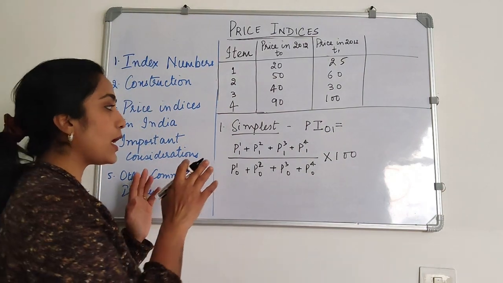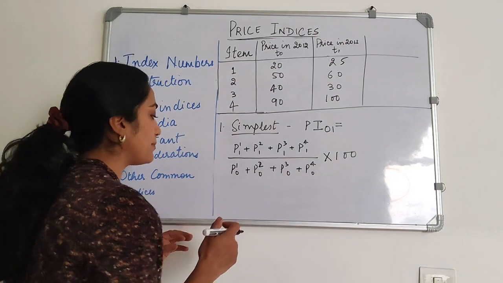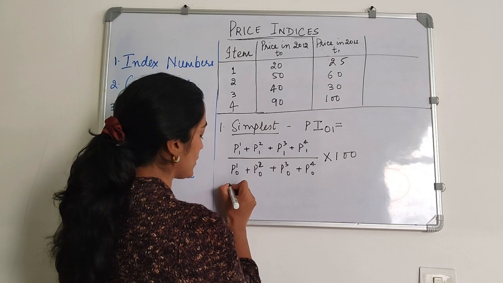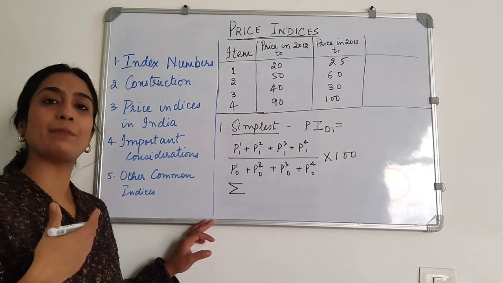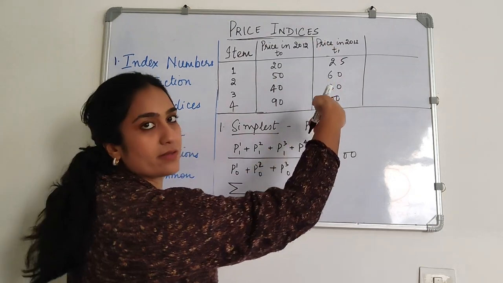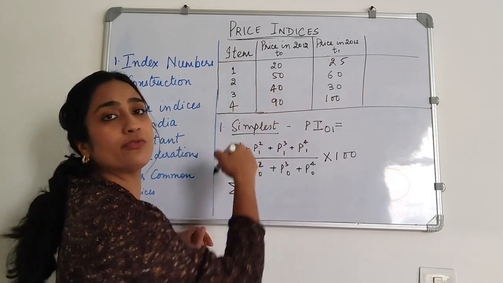Alright, so how do you write this in a more compact way? We'll use the mathematical notation of sigma. Sigma is the notation used for summation, so you're summing over something. Here, what you're doing is summing the prices of 4 commodities that go from 1 to 4.